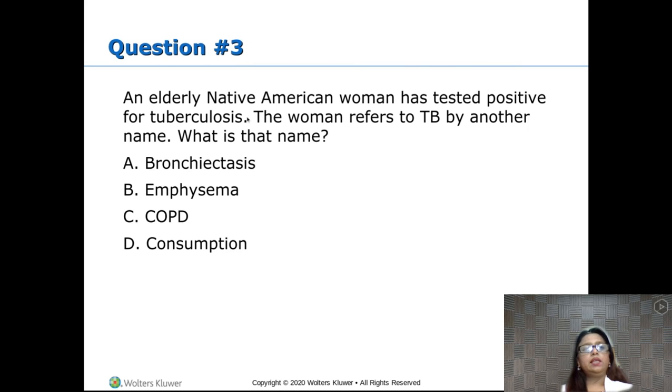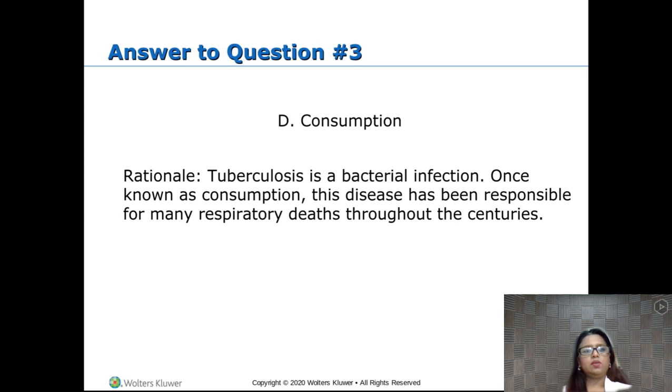An elderly Native American woman has tested positive for tuberculosis. The woman refers to TB by another name. What is that name? Bronchiectasis, emphysema, COPD, or consumption? So consumption. TB is a bacterial infection once known as consumption. This disease has been responsible for many respiratory deaths through the centuries.